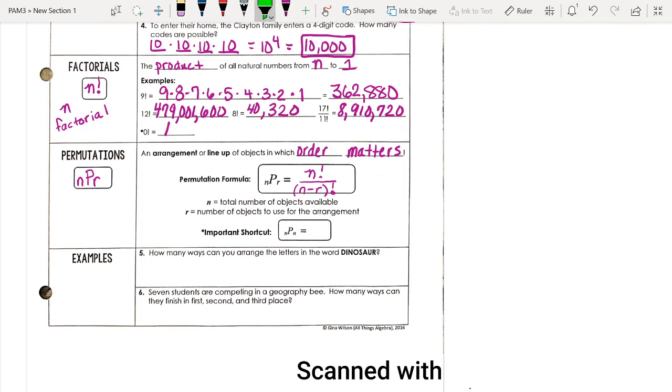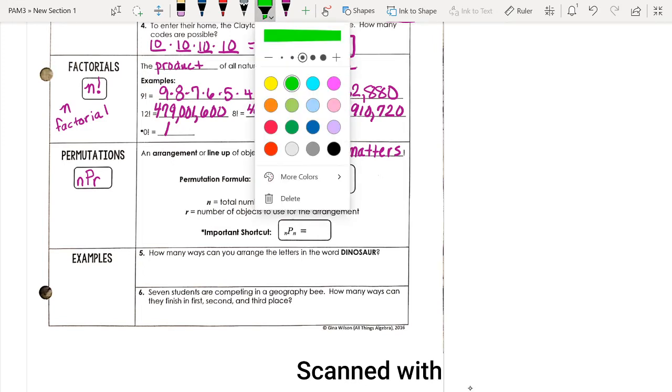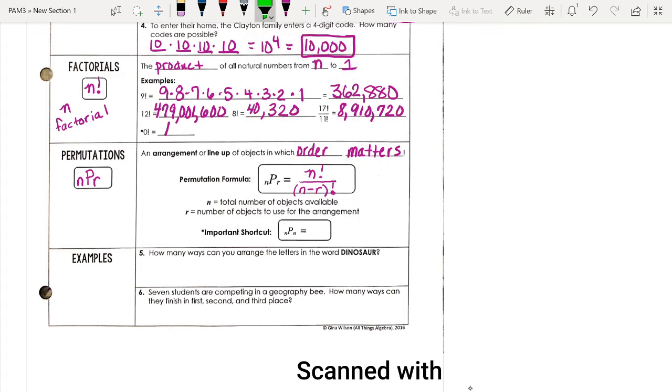So what I'm going to do is I'm going to take a highlighter. If you don't have a highlighter, pause the video, go get one. All right, I'm going to take the highlighter. I guess I'll keep it on green. And I'm going to highlight up here where it says order matters. Okay, because you're going to have to decide when you read a problem if the order matters or not. So when I read problem number 6, as soon as I see first, second, and third place, the order is going to matter. It's going to matter whether I get first, I get second, or I get third. Okay, let me go back to my pen.